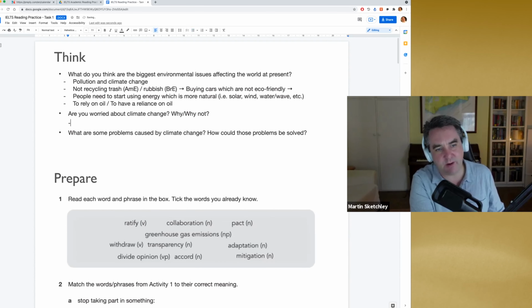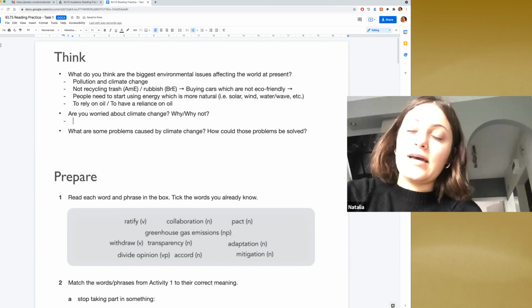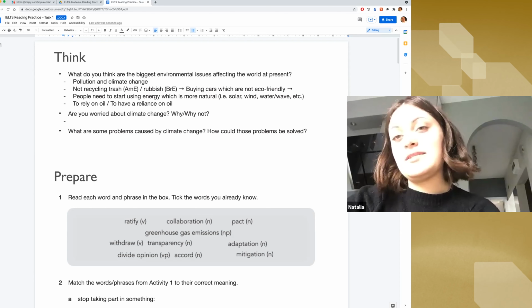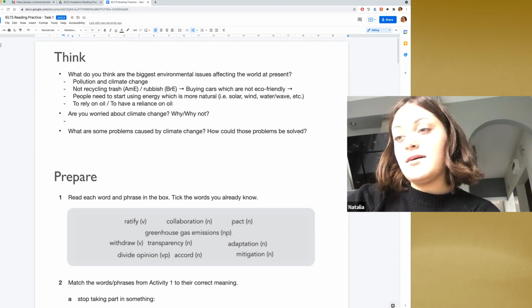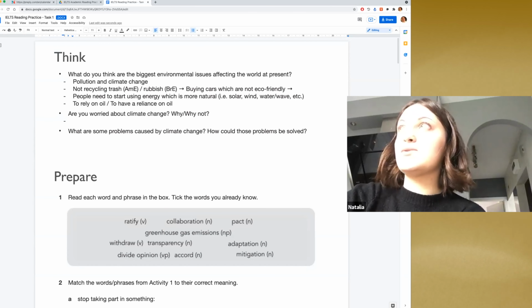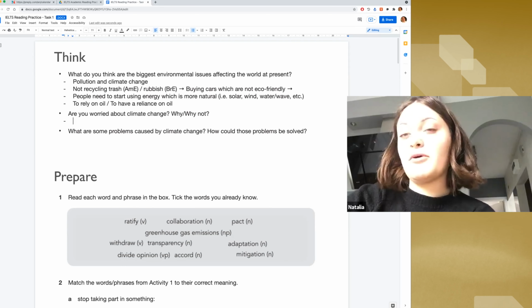Are you worried about climate change? Yes, I am, because I care very much about our planet. And for me, it's one of the most important things to consider while thinking about our future.